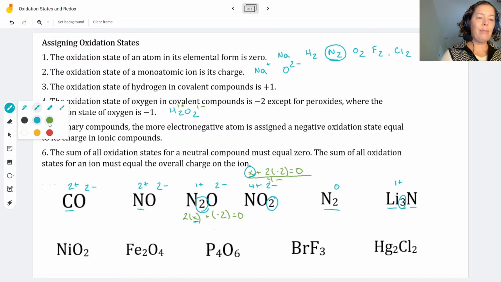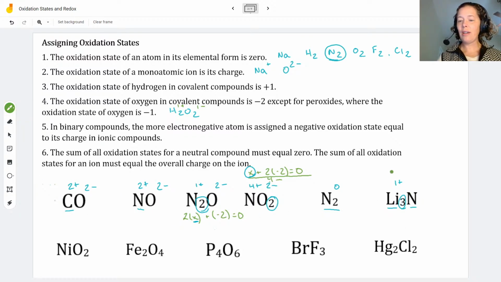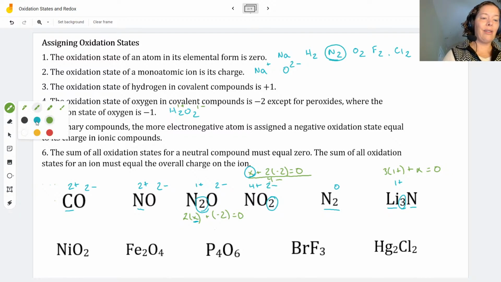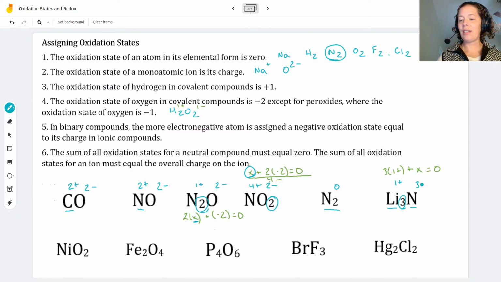So again, if I write my algebraic expression here, I have 3 lithium. They have a charge of +1 plus whatever my nitrogen is must equal 0. And you can see how this works out so that nitrogen is going to get a negative oxidation state. It's going to get an oxidation state of -3, which is also its charge when it is a monoatomic ion.